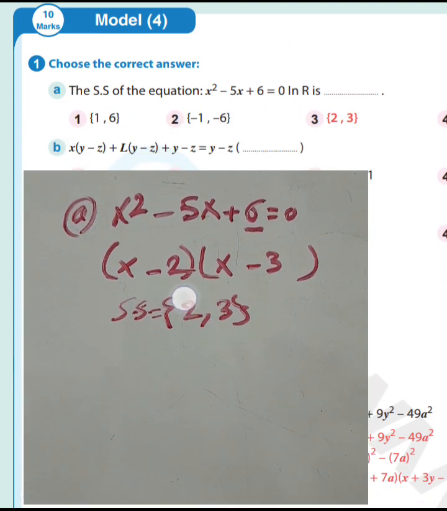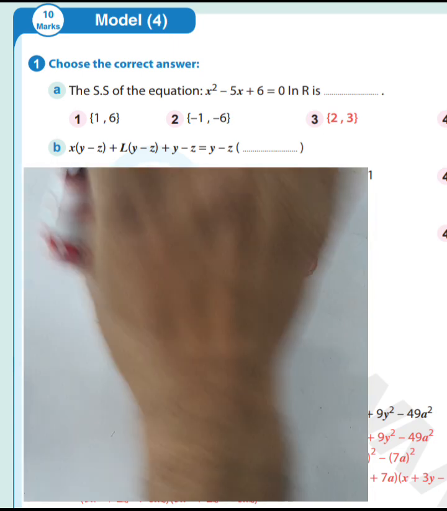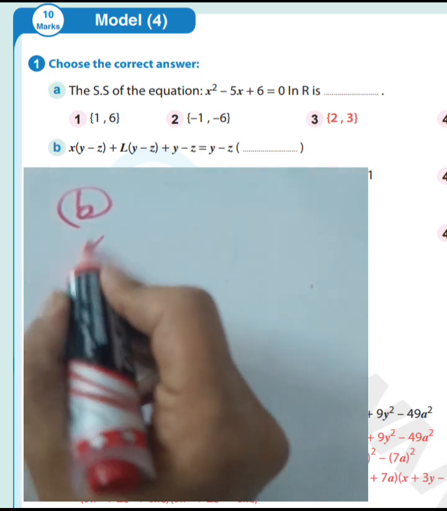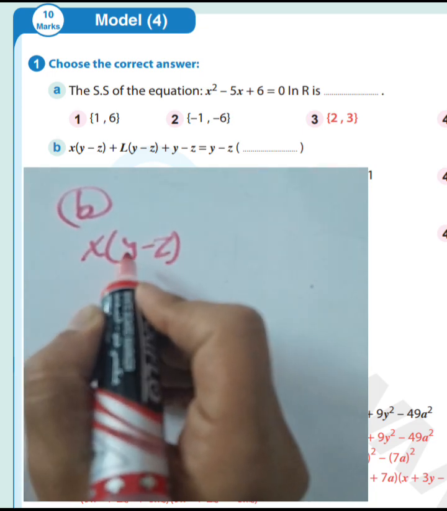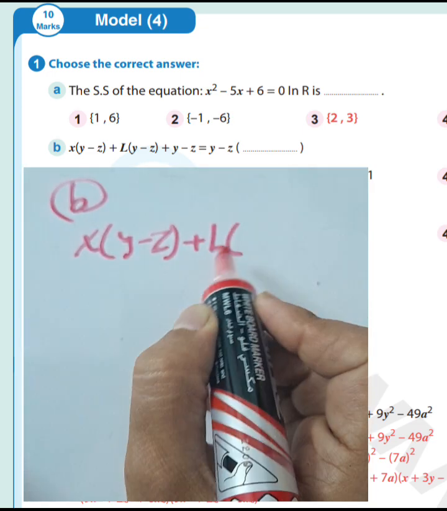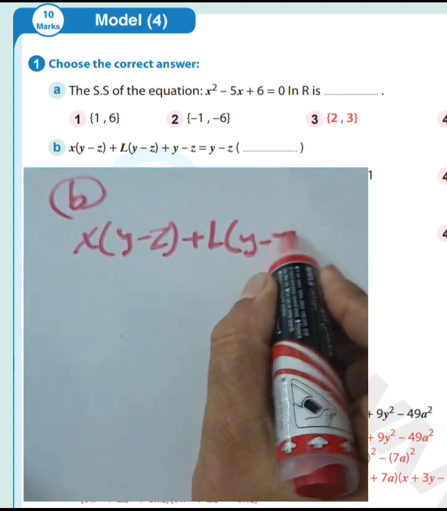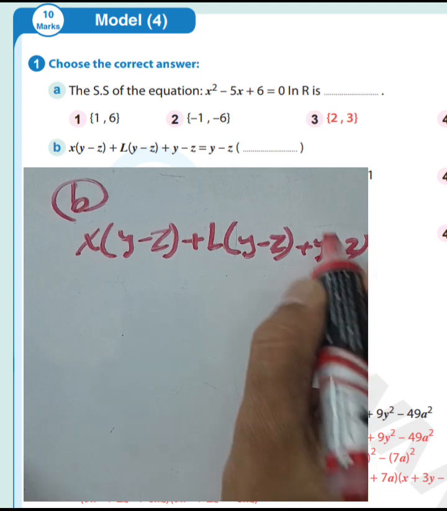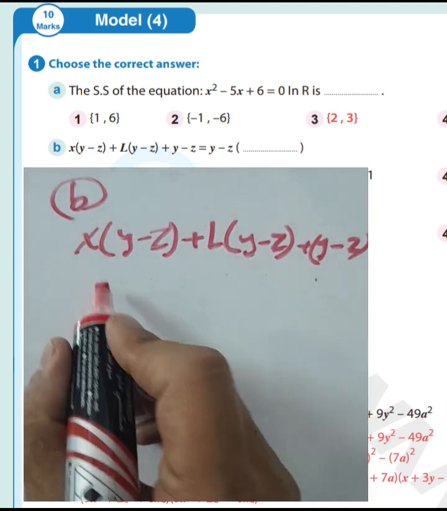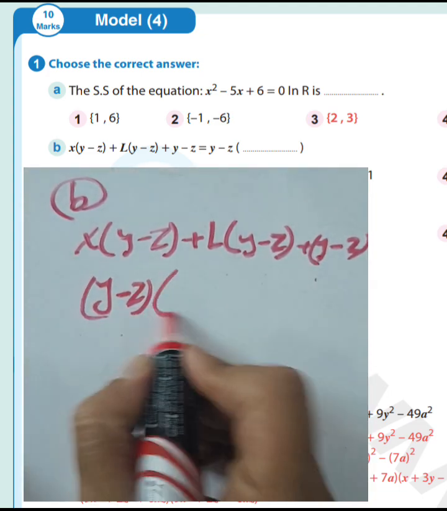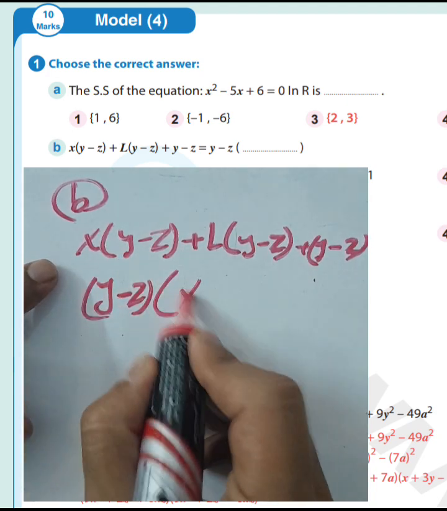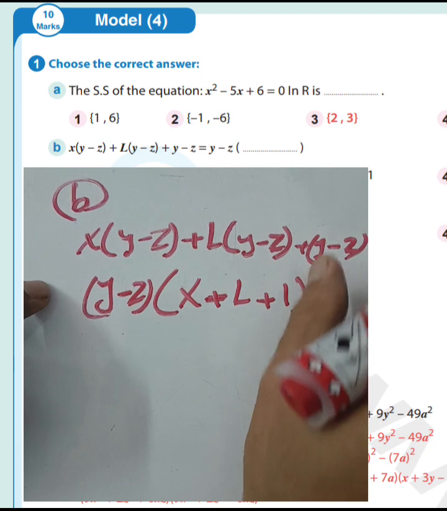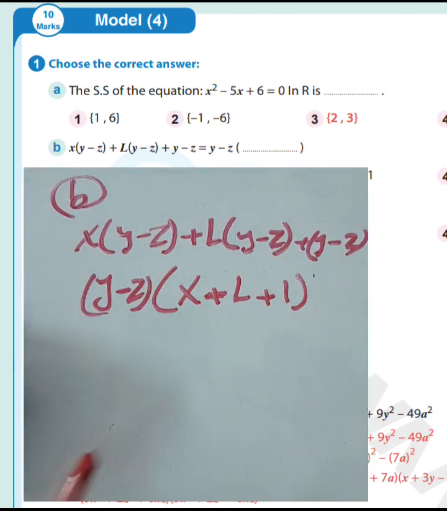Next question, letter B, we want to factorize this expression. We have x times (y minus z) plus l times (y minus z) plus (y minus z). We can write y minus z outside here, and the remainder about the first term, x, plus second, plus third, will be 1, because y minus z divided by itself will be 1.